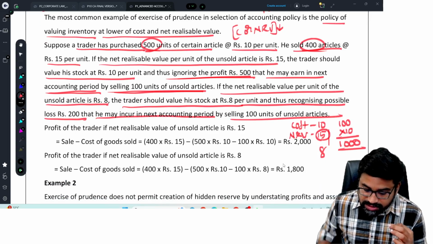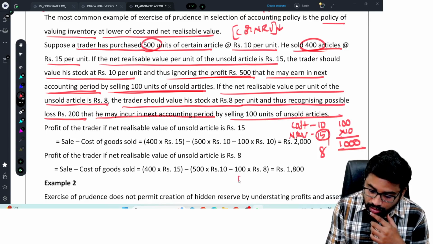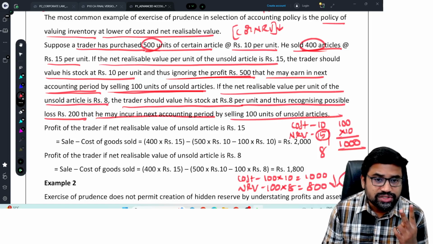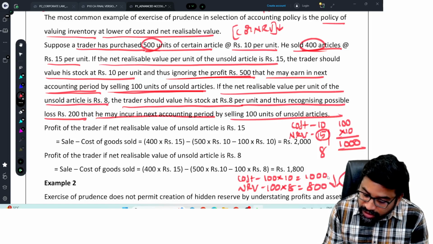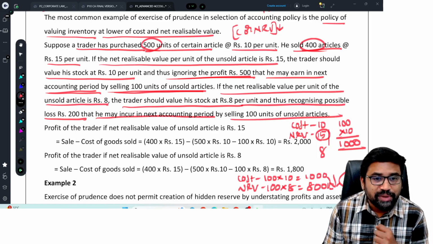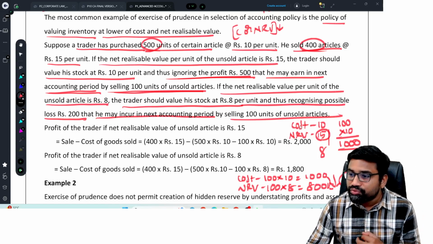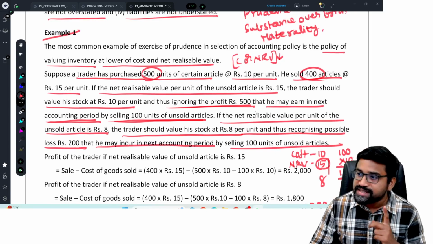Now suppose in the second case, the cost of 100 articles is 1000. NRV, 100 articles, each one 8 rupees, so 800. Whichever is lower, that means we are valuing the inventory at 800. So there is a loss of 200 we are recognizing. We are bringing the inventory from 1000 to 800. So there is a loss of 200 we are anticipating now. This is the prudence concept. This is how we need to follow. Okay, this is example number 1.